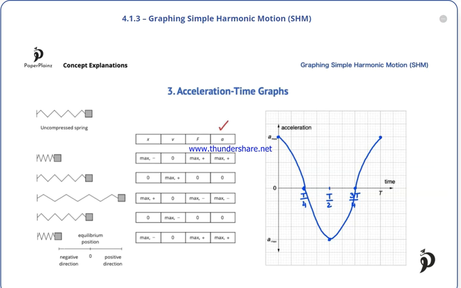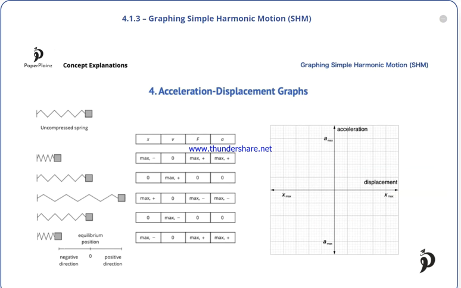Let's move on to the acceleration-displacement graph. Our grid looks a bit different here, but xmax and amax still represent the maximum displacement and maximum acceleration values. Let's use the first and the last columns of the table to plot this graph. In the first row of the table, when the spring is fully compressed, x, the displacement, is at its maximum negative value, while a, the acceleration, is at its maximum positive value. We can represent this moment by the following point.